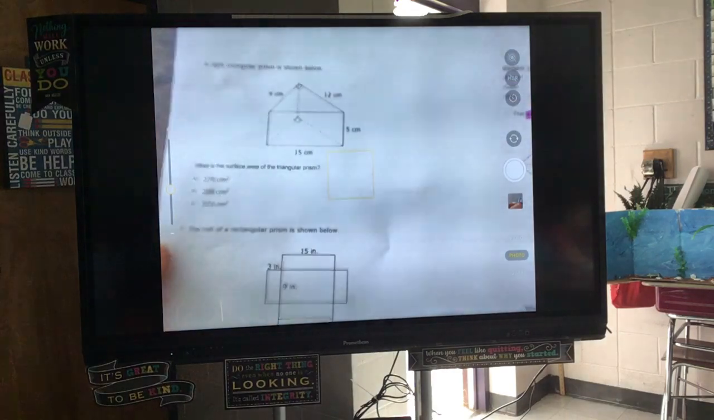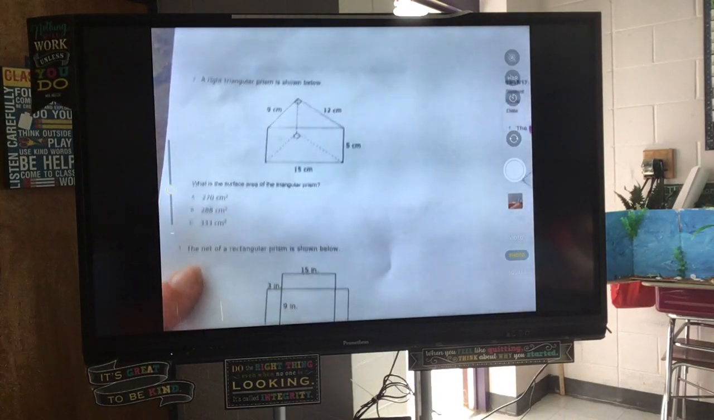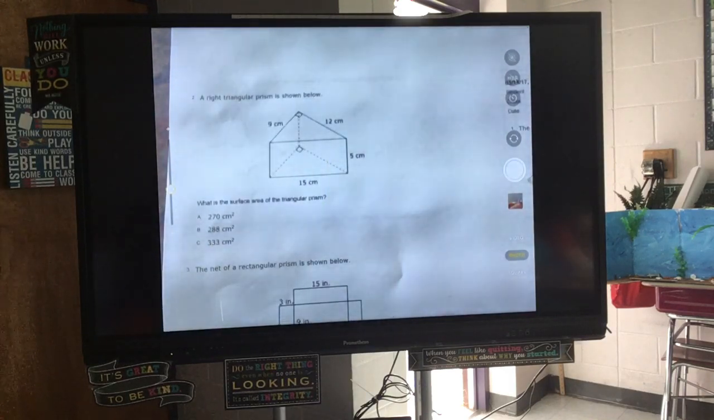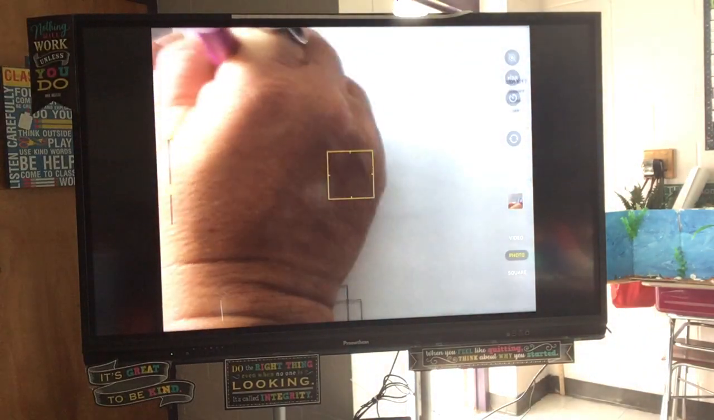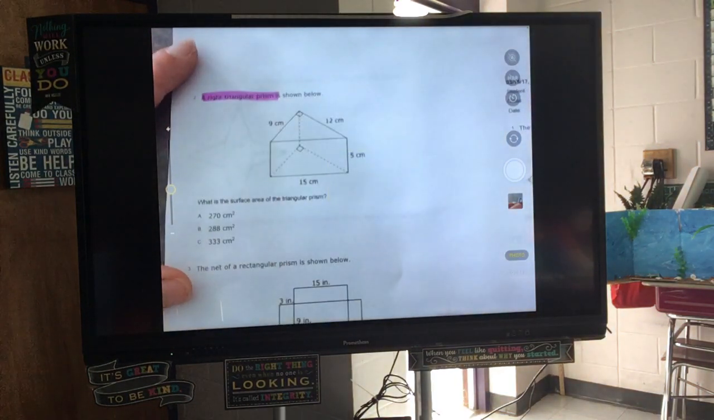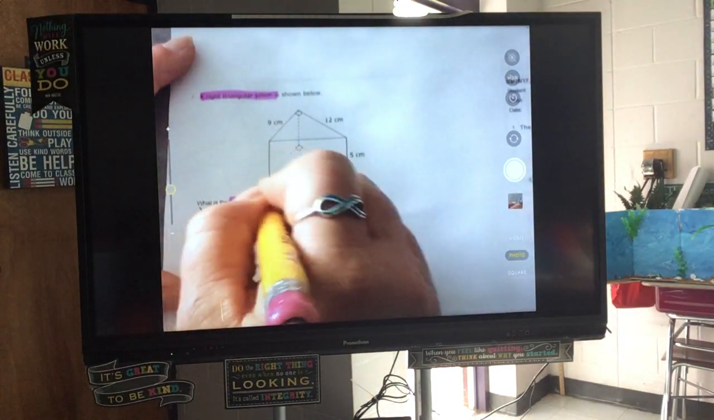All right, let's slide over to number 2. Number 2 says a right triangular prism is shown below. What is the surface area of the triangular prism? So what's important in this question? What's important? Abby? Okay, and then what else is important? The question and surface area. All right, so knowing that we're finding the surface area and then obviously this whole question.